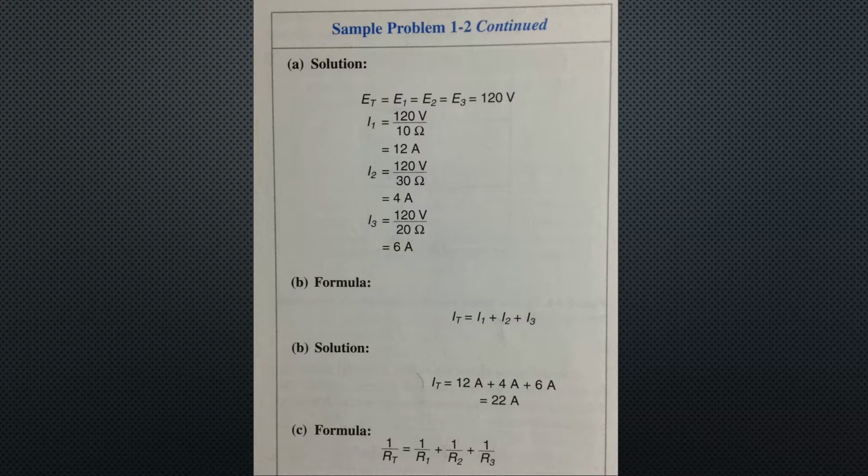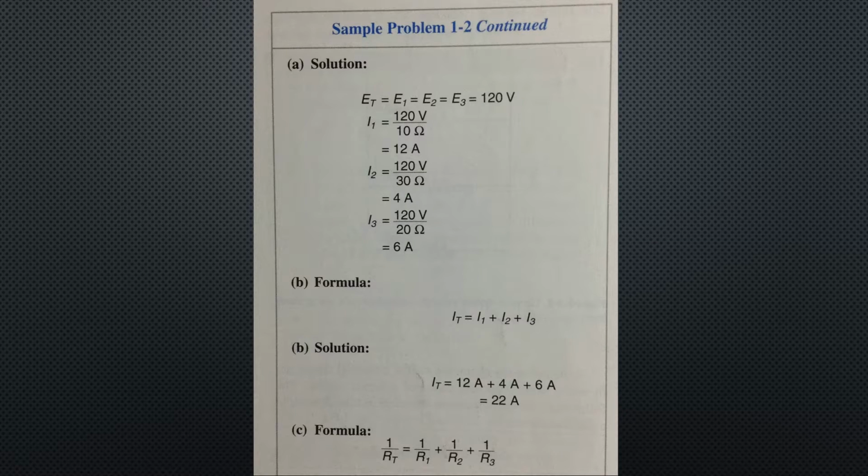The solution for the first part of the problem, where EMF T, or total EMF, equals E1 equals E2 equals E3, which in this case is 120 volts. For the currents at 1, we divide 120 volts by 10 ohms. In this case, we get 12 amps.